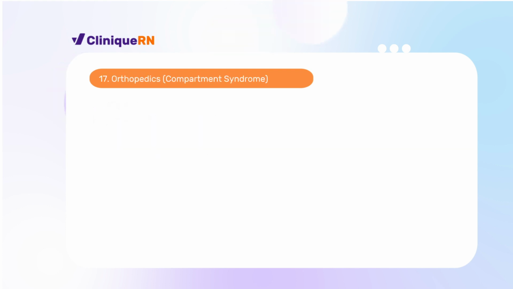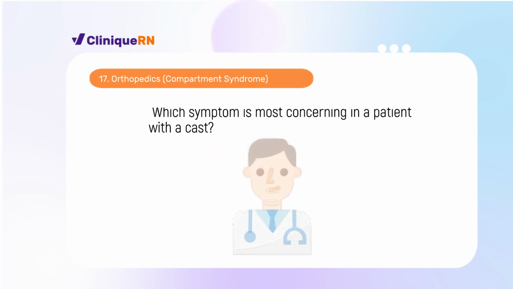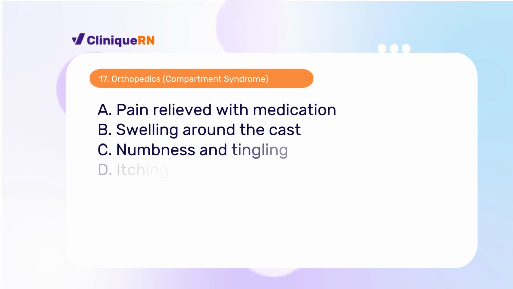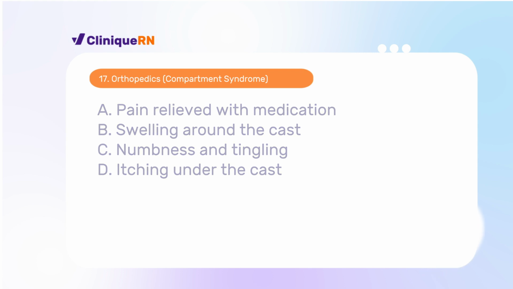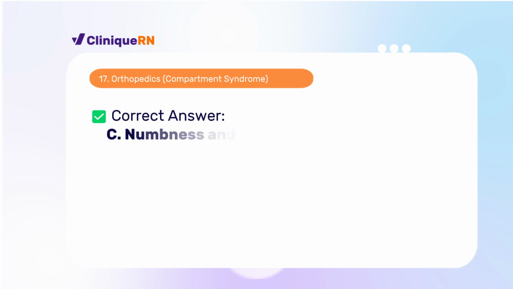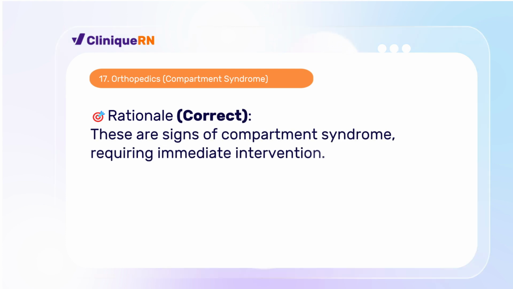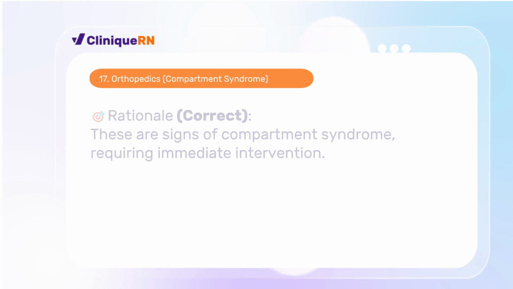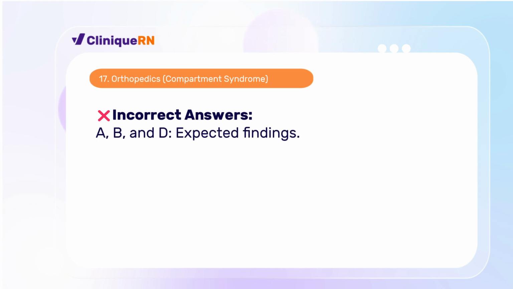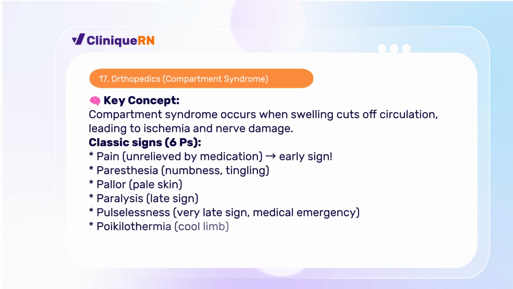Orthopedics: compartment syndrome. Question: which symptom is most concerning in a patient with a cast? A. Pain relieved with medication. B. Swelling around the cast. C. Numbness and tingling. D. Itching under the cast. Correct answer: C. Numbness and tingling. Rationale. Correct: these are signs of compartment syndrome requiring immediate intervention. Incorrect: A, B, and D are expected findings.